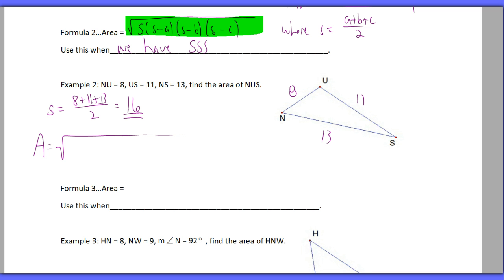Area equals big square root of 16. Then in the formula it says 16 minus A. Well, little a is one of the sides, little b is another side, little c is the third side. So we'll just go in order: 16 minus 8, 16 minus 11, and 16 minus 13.